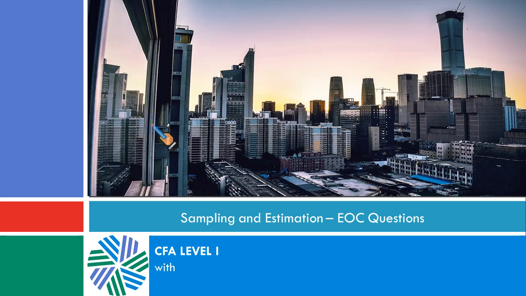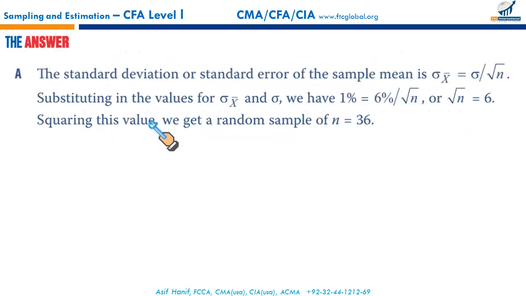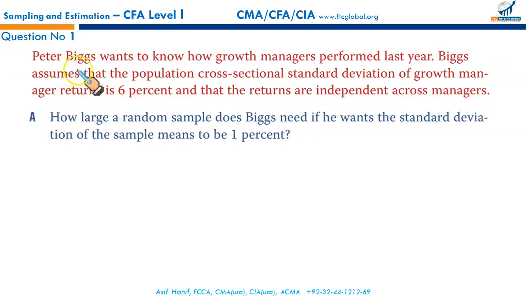All right, your next reading is sampling and estimation. End of chapter questions. Question number 1. Peter Biggs wants to know how growth managers performed last year. Biggs assumed that the population cross-sectional standard deviation of growth manager return is 6%, and that the returns are independent across managers.